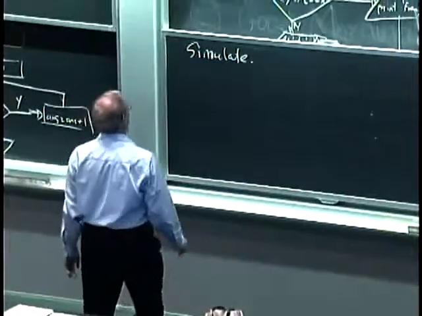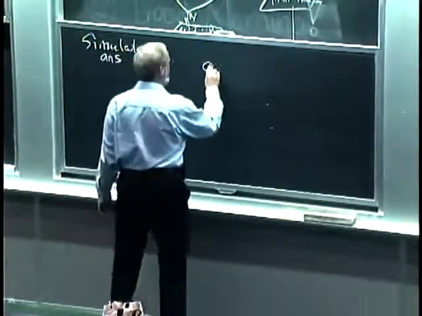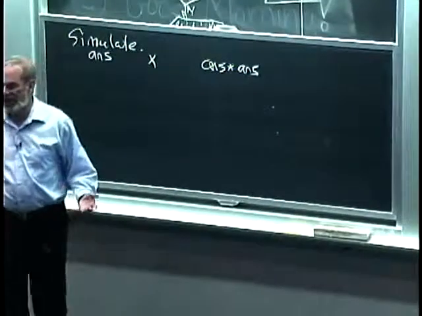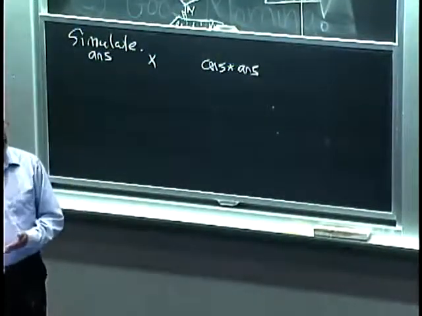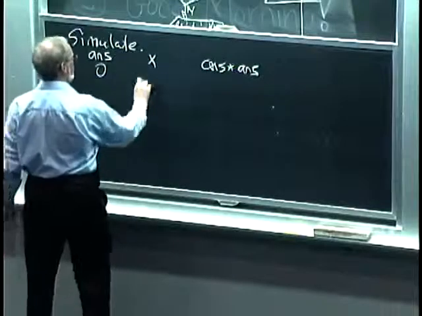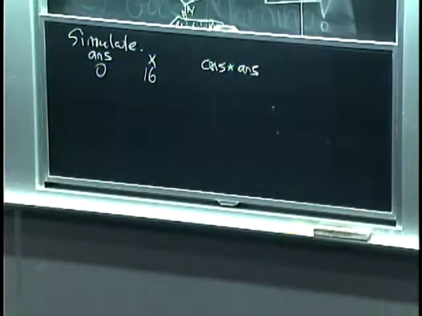What do I have here? I need the variable ans. I need x. And I need ans times ans. Those are the 3 things that are involved in this computation. And I picked something reasonably simple. Answer starts at 0. I set up x, I think, to be 16 there.